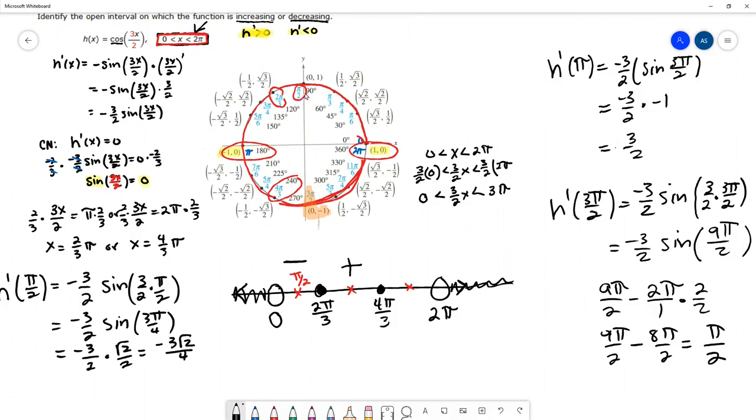So pi over 2 is 90 degrees. The y-coordinate is a positive 1. We get -3 over 2 times positive 1. We get a negative in that interval. So it's decreasing in that interval.